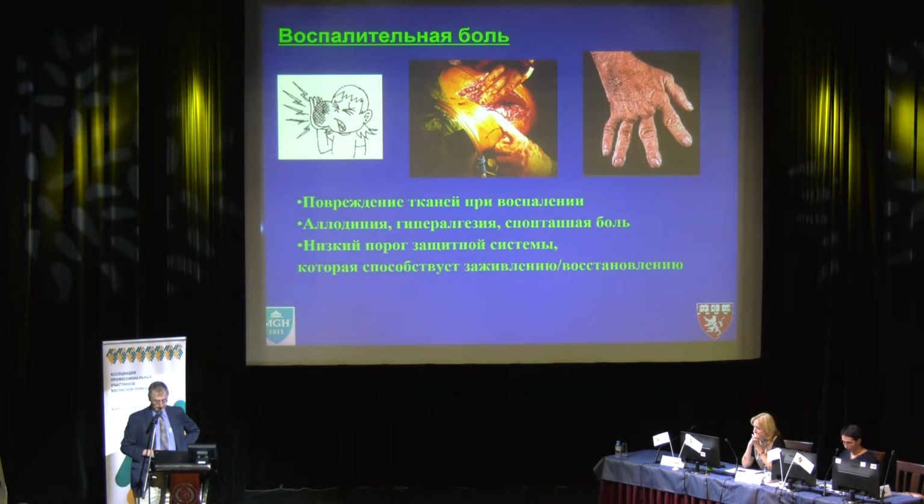Inflammatory pain also results from some kind of tissue injury with inflammation. But, as I mentioned, it mimics neuropathic pain, so there can be allodynia or hyperalgesia, or spontaneous pain. It lowers the firing threshold of the involved nerves. But it's a protective system. It's not purely pathological.